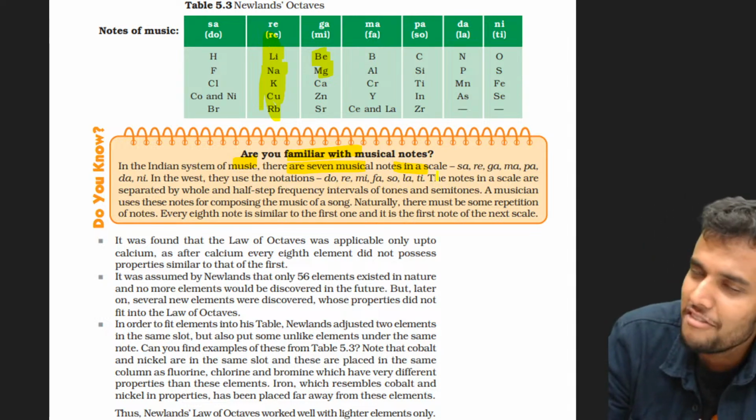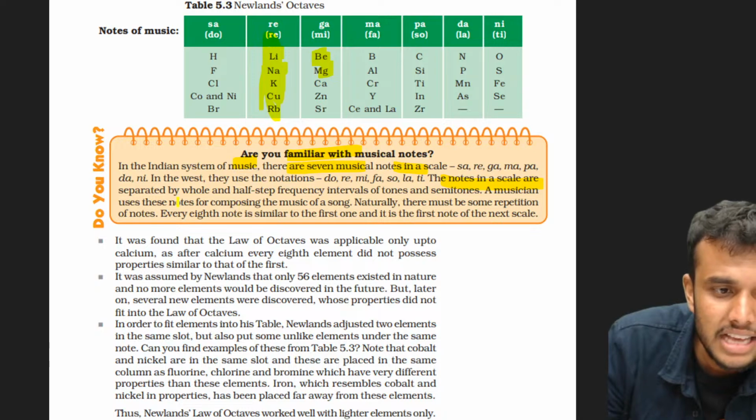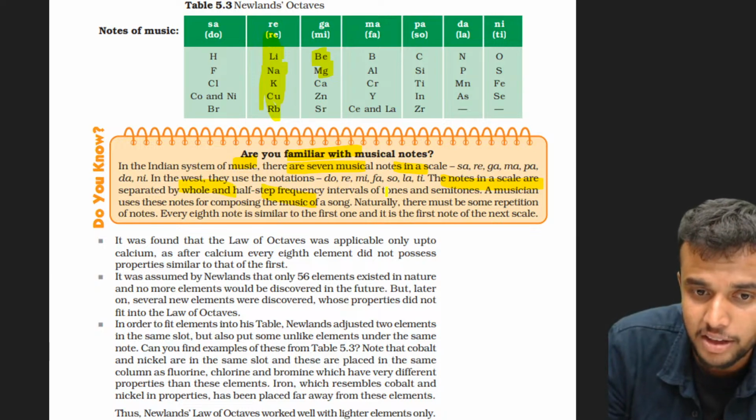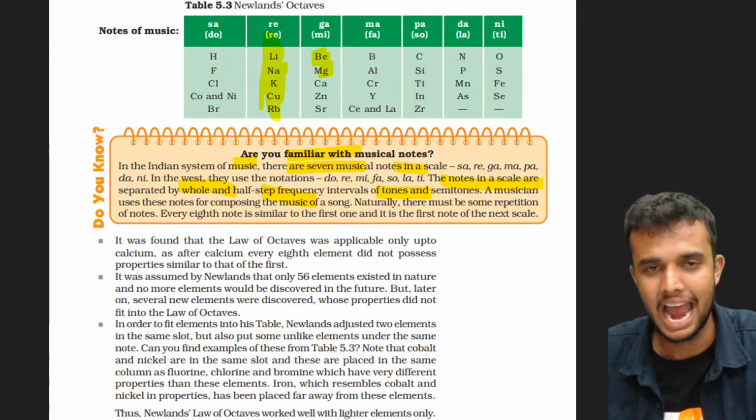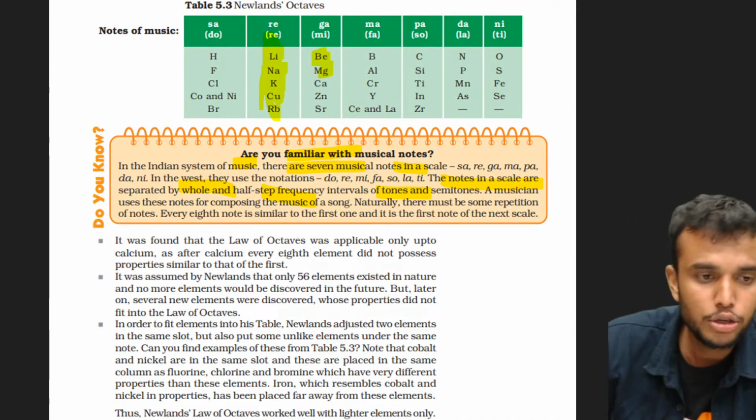Oh my god, I am weak at music. Okay. The notes form a scale separated by on and off step frequency intervals. It is not important, just some basic idea about Indian music. That's all. Students, come on, let's move.